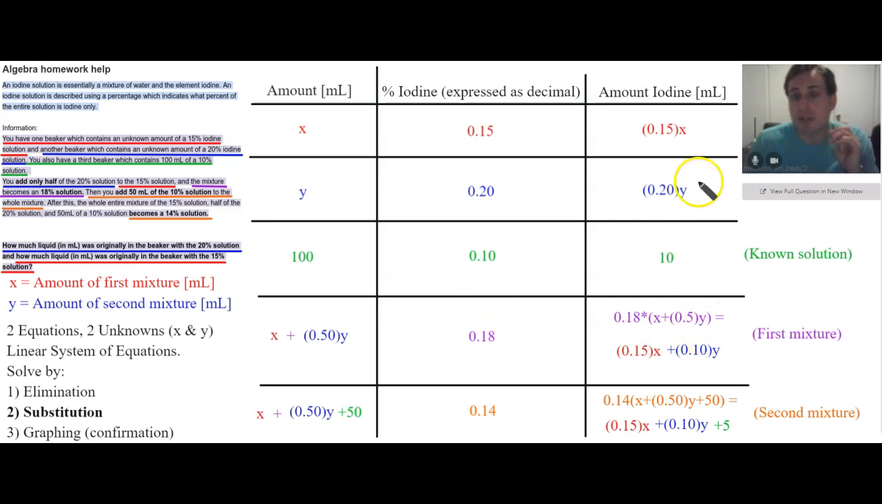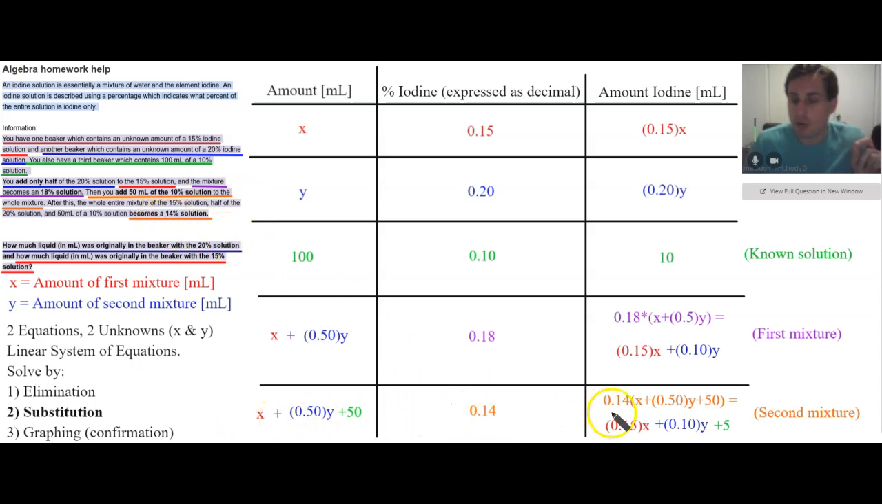But that's equal to the sum of each of the components, which is 0.15x in milliliters, plus half of this amount of iodine on the second solution, that's 0.10y. So this is our first mixture. Now our next mixture, we take this mixture and we add 50 milliliters of the known solution. So there we go, plus 50. The solution ends up being 0.14, which is again 14% solution.